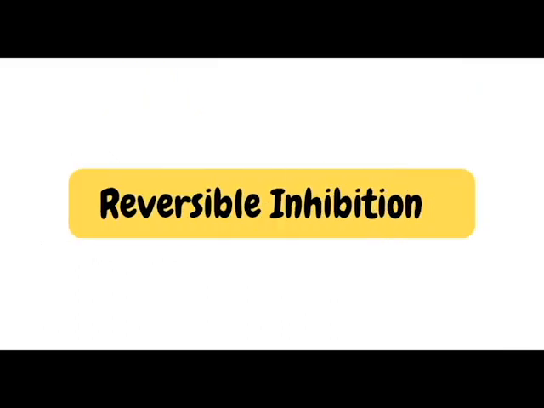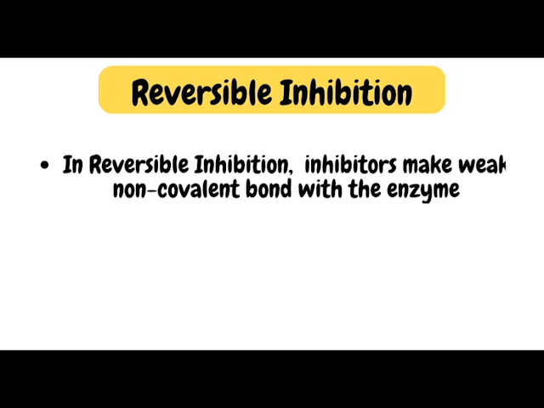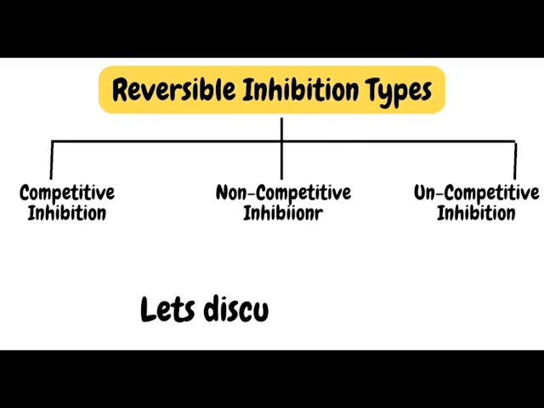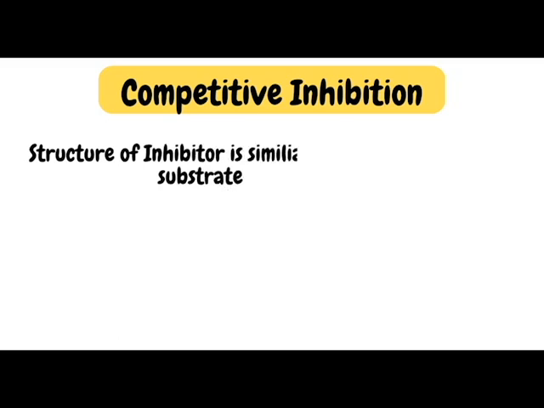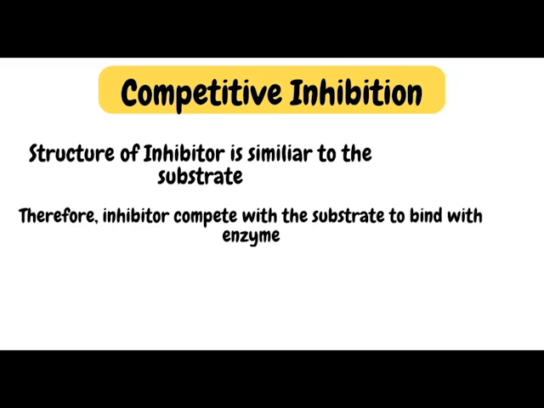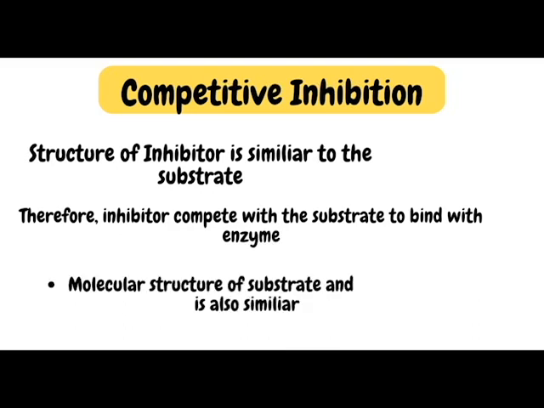Reversible inhibition. In reversible inhibition, inhibitors make a weak non-covalent bond with the enzyme. Let's discuss its three types. Competitive inhibition. In competitive inhibition, the structure of the inhibitor is similar to the substrate. Therefore, the inhibitor competes with the substrate to bind with the enzyme. This is the reason it is called competitive inhibition.